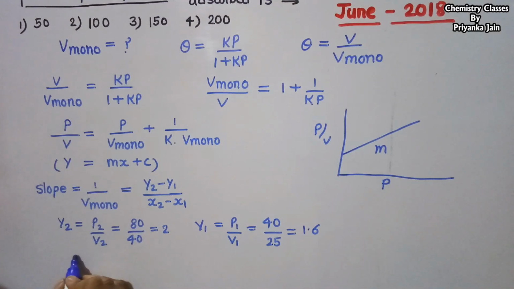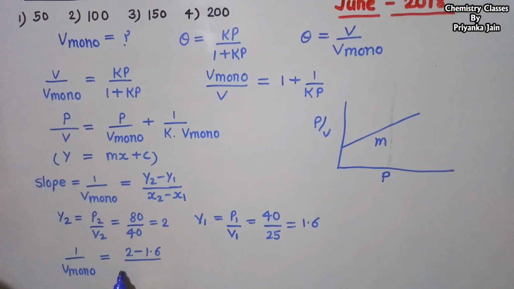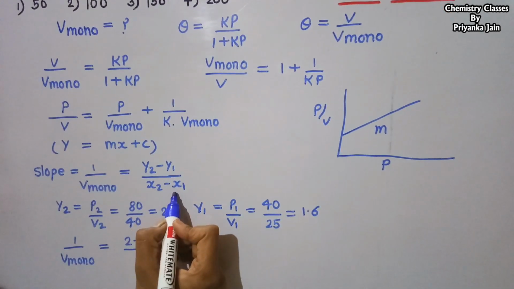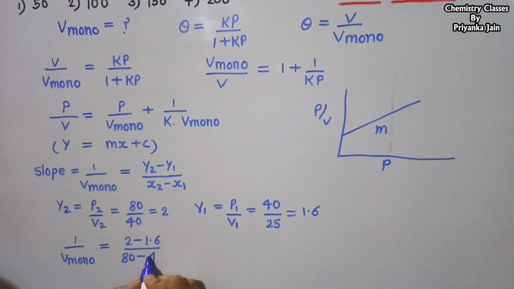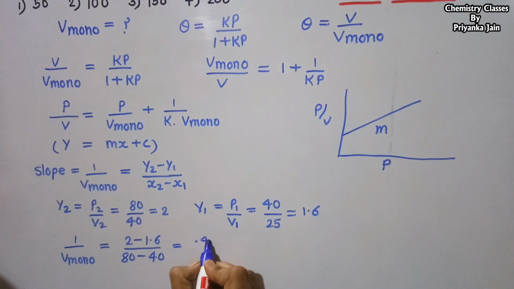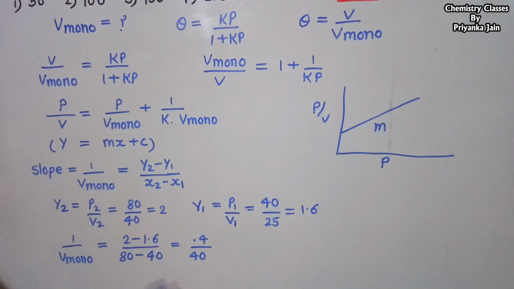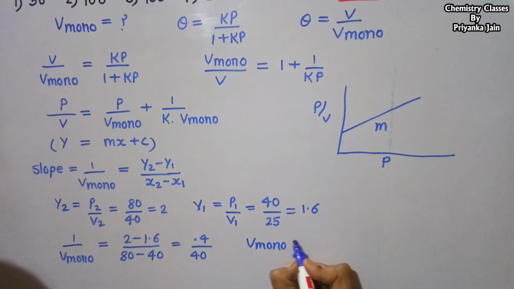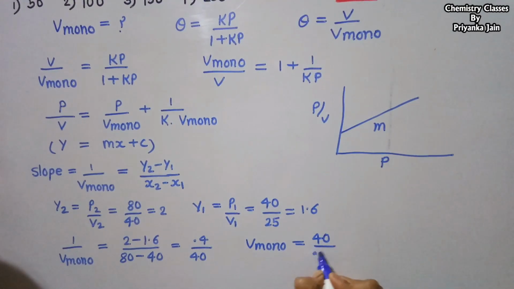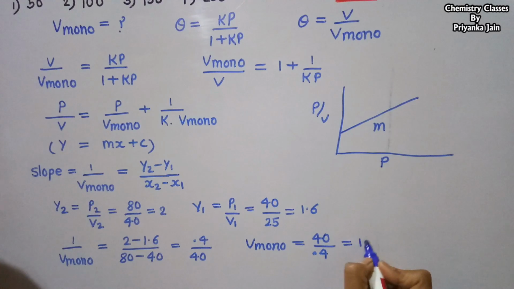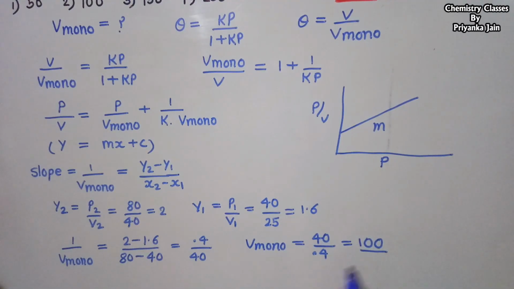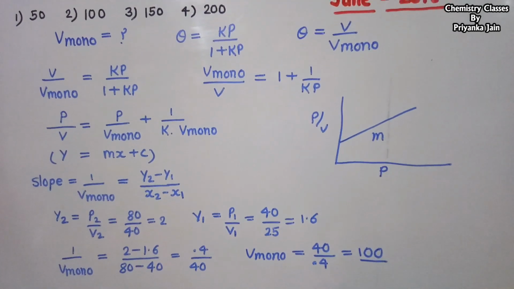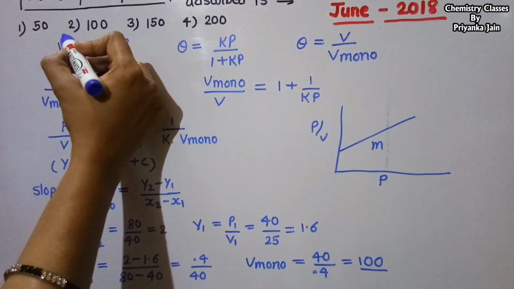Okay. Now we can find out the value of 1 upon V mono. That will be equal to 2 minus 1.6 divided by x2 minus x1, 80 minus 40. It will be equal to 0.4 divided by 40. This is the value of 1 upon V mono. Now V mono will be equal to 40 upon 0.4, which is equal to 100. This is our answer. So we can match it in our options. We can see this is the second option. It is the right answer.